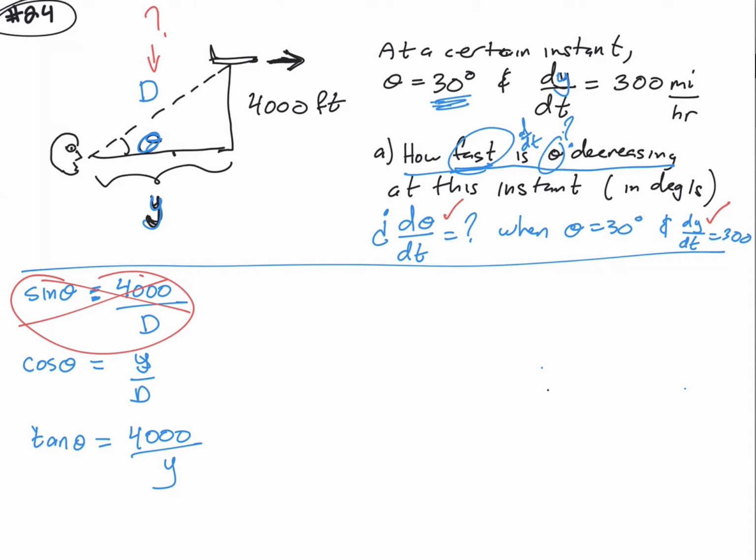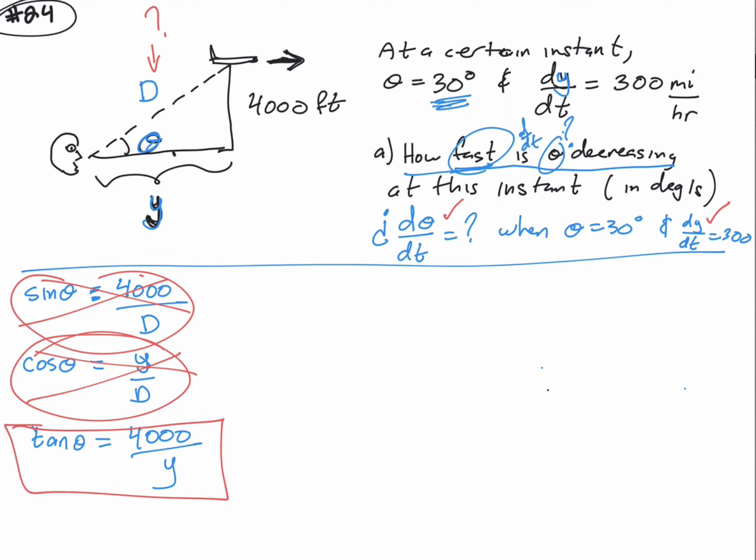Now I could find D, but what would it look like if I found what D equaled? I would have to use the Pythagorean theorem, right? To find D, that means I would have a square root in there. Same thing with cosine, right? That one even looks worse because you have a Y and a D, and you don't know what D is, so you'd have to find D. Okay, so which one wins? Tangent wins, because it has a constant, and constants are easy to take the derivative of. And then you have Y, which you know the rate at which Y is changing. So that's good, right? You with me? Okay, so that's how we make the decision there.